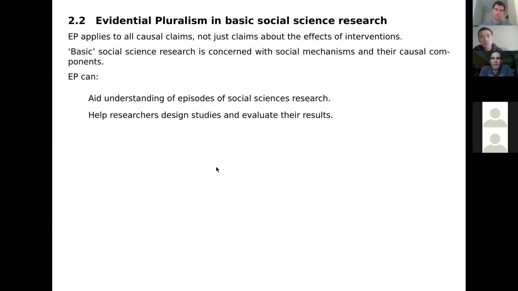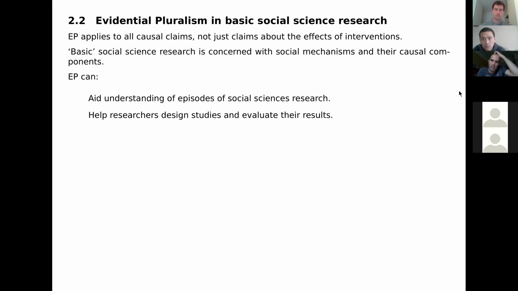So evidence-based policy is one area in which evidential pluralism might be applied. Another is basic social science research. The idea is that evidential pluralism applies to all causal claims, not just claims about the effects of interventions, like policy interventions. Basic social science research is interested in determining causal relationships in mechanisms that explain social phenomena. And so the epistemology of causality applies equally there too.